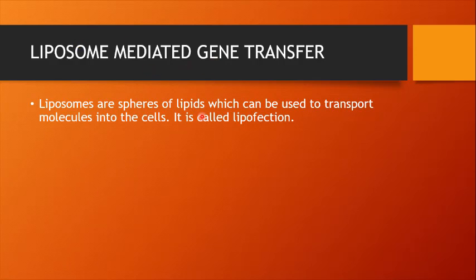So liposomes are spheres of lipids. Spheres of lipids means these are lipid bodies. They have the structure of a double membrane; you know that there is a double membrane layer in the cell membrane. So the same is the case here. These are spheres of lipids. They are not flat structures, but spheres. They are in a circle shape, and they can be used to transport molecules into the cell.